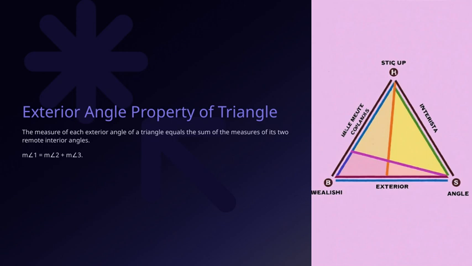This property is important because it connects the exterior angles directly to the interior angles, and it's a key tool in solving many geometric problems involving triangles. Remember, this relationship applies to all triangles, and understanding it helps us see how the angles are interconnected, reinforcing the overall theme of triangle-angle relationships.